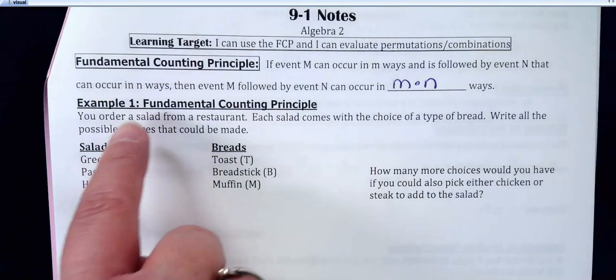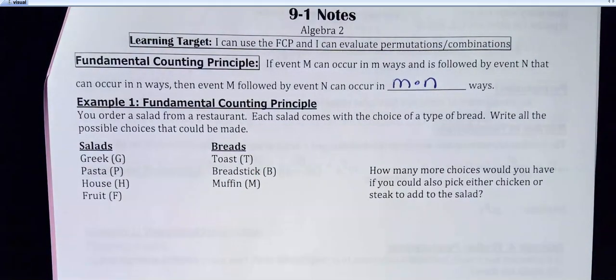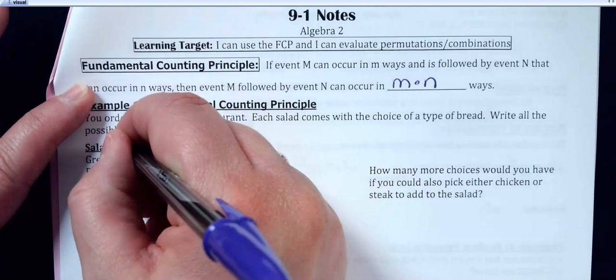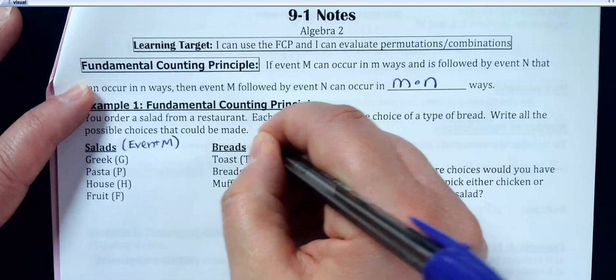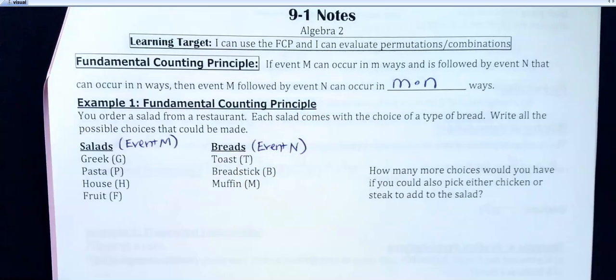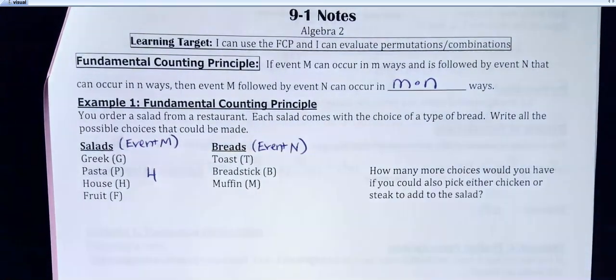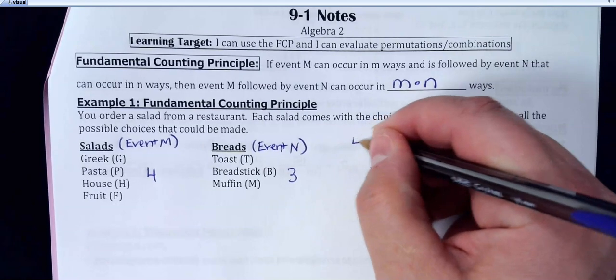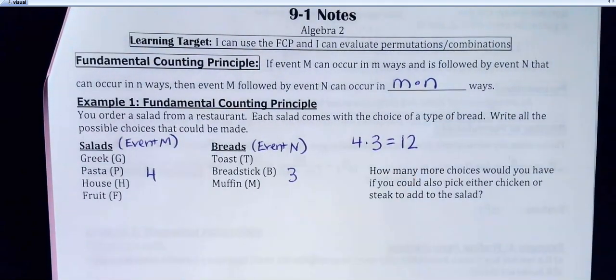I have a salad, I'm going to order from a restaurant, and the salad is going to come with the choice of bread. So your salad choice here would be like event M, and this would be like event N, right? Okay, so for the salad, you have 4 choices. And for the type of bread you have 3 choices. So by this fundamental counting principle, my answer should just be to take the number of choices I have for the first times the number of choices I have for the second, multiply those together. There should be 12 choices.